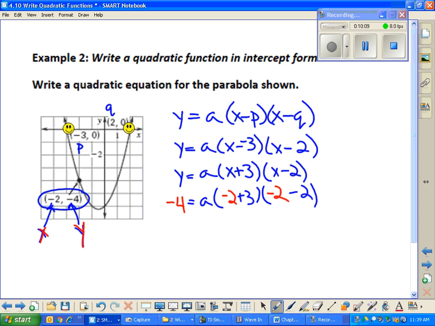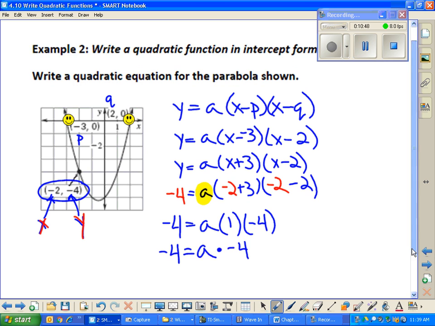And then again, if I want to solve this equation now for A, so if I want to get this A by itself, I have some evaluating to do. Step 1 back in chapter 1 when we solved is you have to simplify both sides if you can. So I can simplify that right side a little bit. The sum of -2 and 3 is going to be 1. And then -2 and -2 is -4. So what I get there is -4 equals A times, and then 1 times -4 is -4.